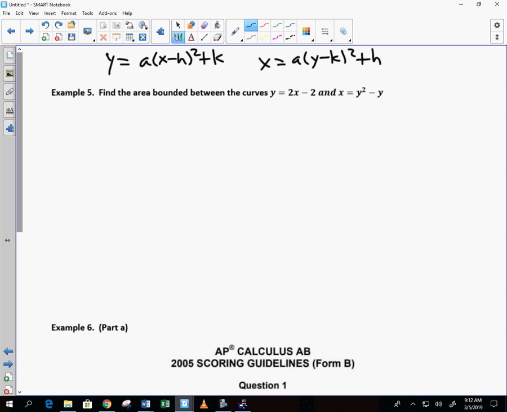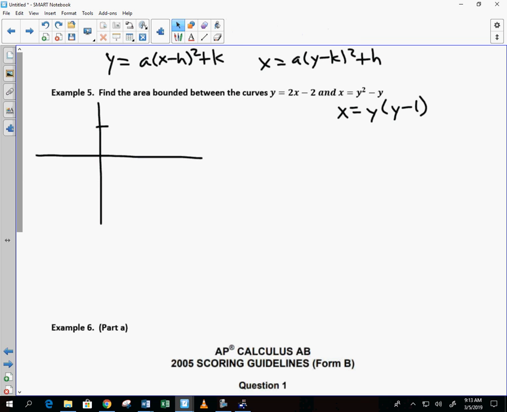Would you agree that this factors to x equals y times y minus 1? So usually when we factor it, we identify the x-intercepts. Well, these are going to serve as the y-intercepts. So it's going to cross the y-axis at 0 and at 1. So I'm going to start by sketching a graph. I'm going to cross at 0 and at 1.